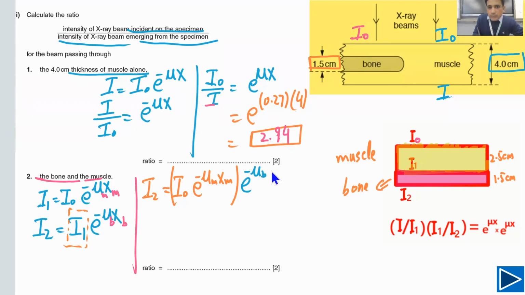This is for the bone, and this is x. This is for the bone. So we can multiply with this. Now you need to further simplify this one. So in this case, we can write down this is I2 divided by I naught. So I can write on I naught. Let me do it in a beautiful way.